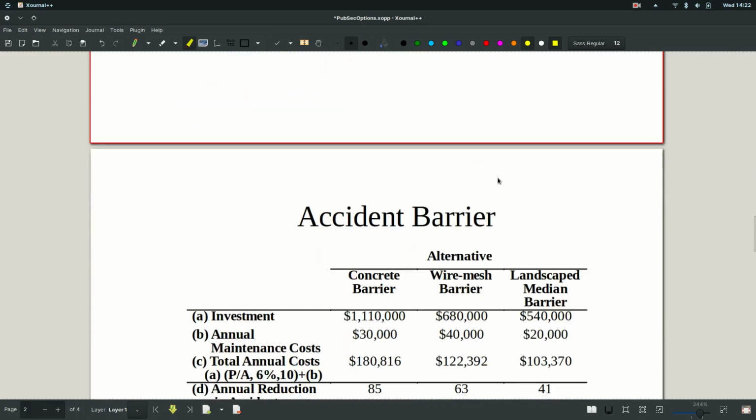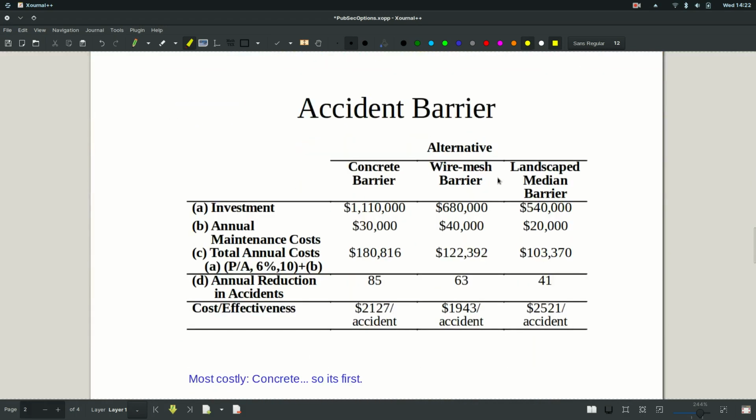That same slide deck had this one. So they show an accident barrier. So this is kind of an interesting problem. So they're looking at 3 different ways to help with accidents on presumably highways or roads or whatever. One is concrete barrier, one is wire mesh barrier, and the other is a landscape or median barrier.